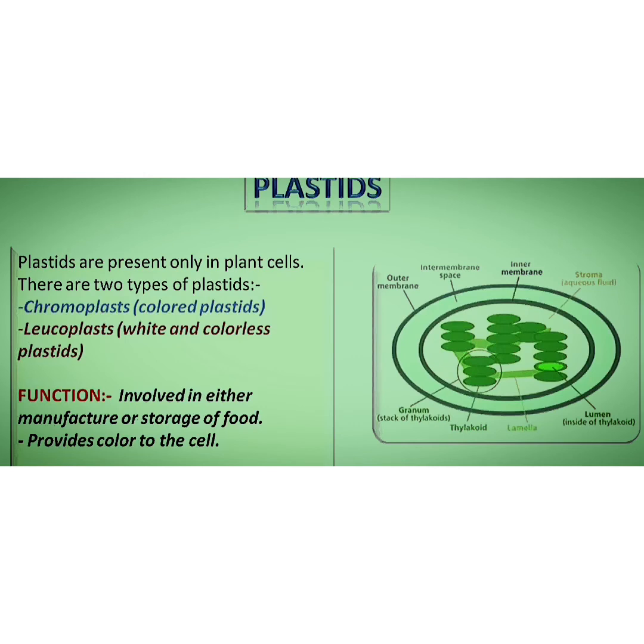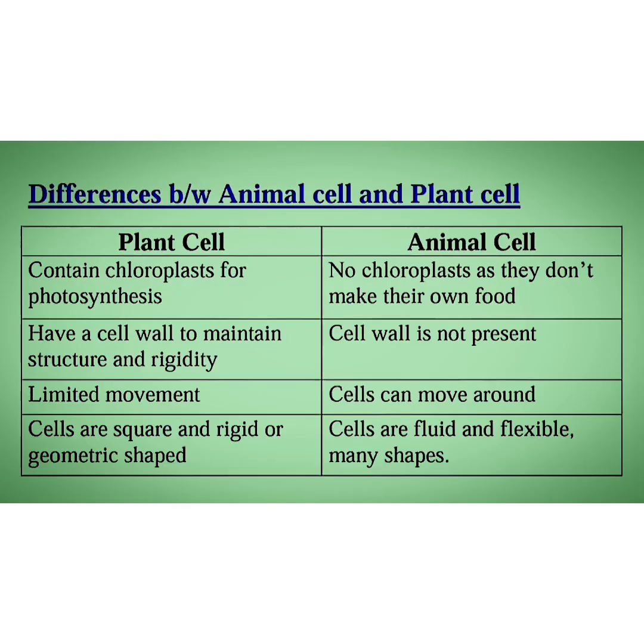Plastids are present only in plant cells. They are of three types: chloroplasts, chromoplasts, and leucoplasts. Chloroplasts have chlorophyll in them and provide green color to the plants. Chromoplasts are the colored plastids, and leucoplasts are white and colorless plastids. Their functions are that they are involved in either manufacture or storage of food, and they also provide color to the cells. Now the difference between the two eukaryotic cells, animal cell and plant cell.